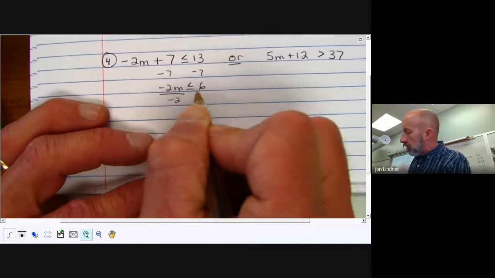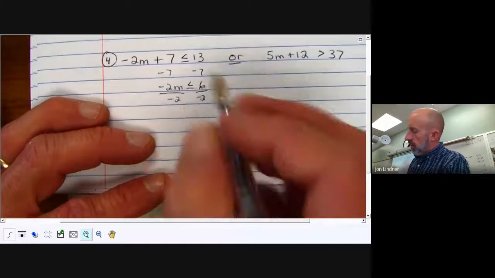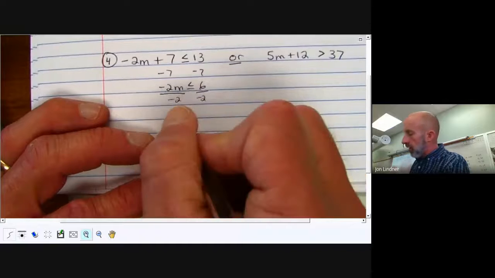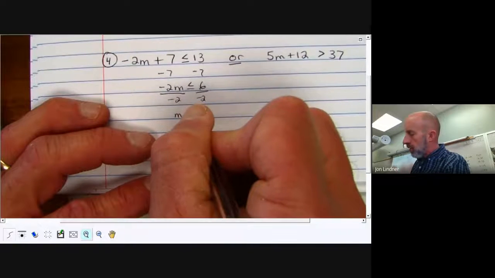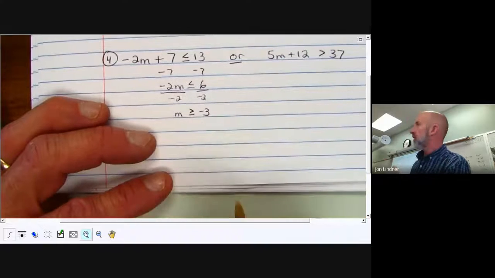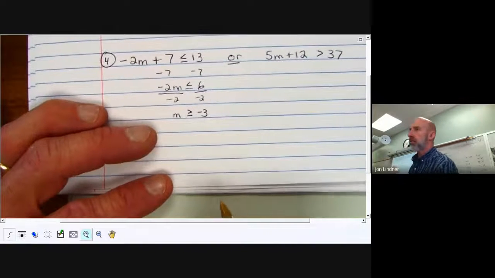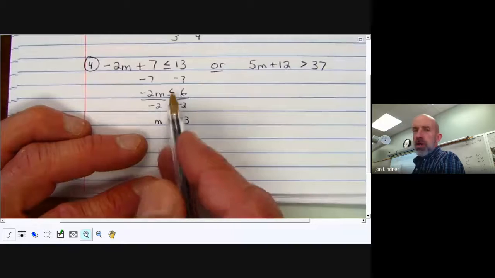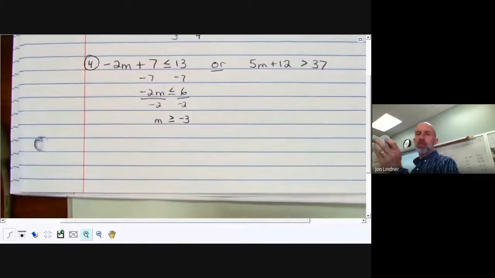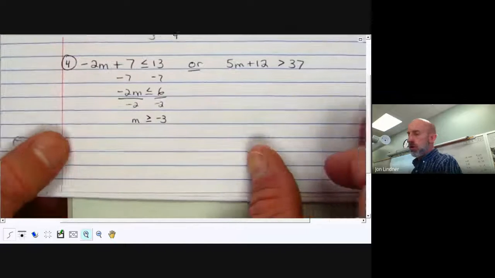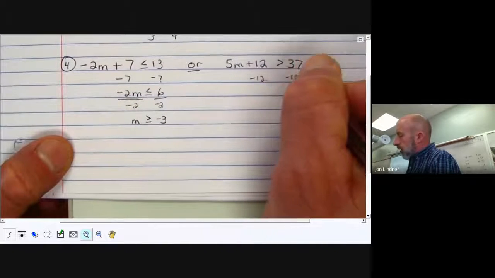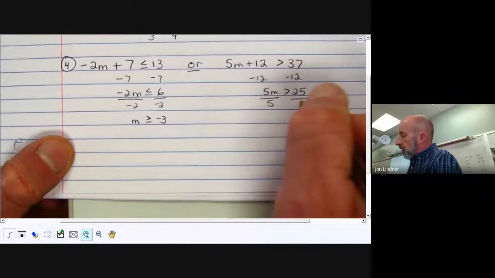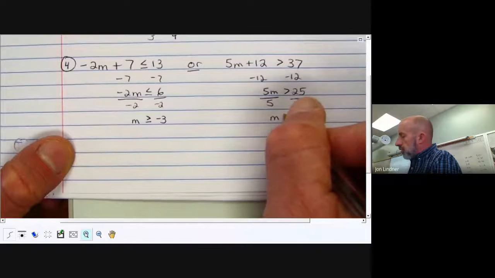Divide everything by -2. I divided by a negative, so I got to flip my inequality. Don't forget that. This is m is greater than or equal to -3. I'm not going to circle this one yet, because I want to see what's going on with the other one. Remember to flip your inequality. All right. Solve the other one. Subtract 12. 5m is greater than 25. Divide everything by 5. m is greater than 5.